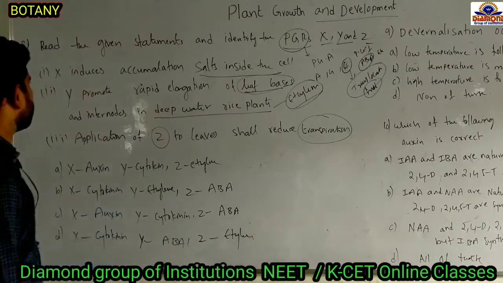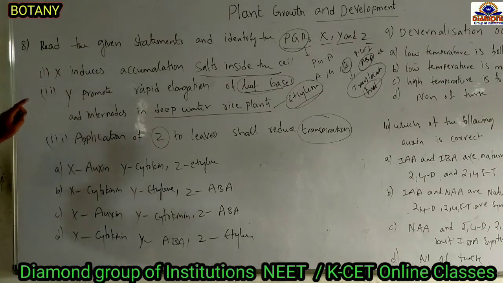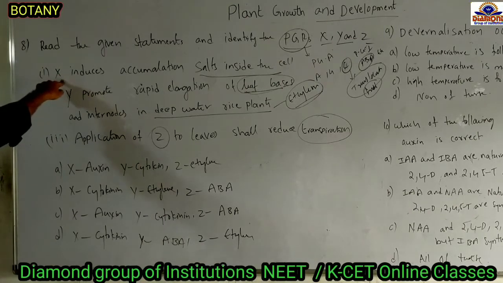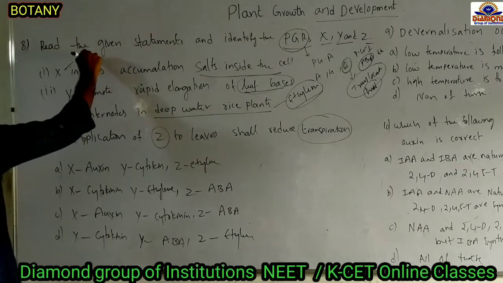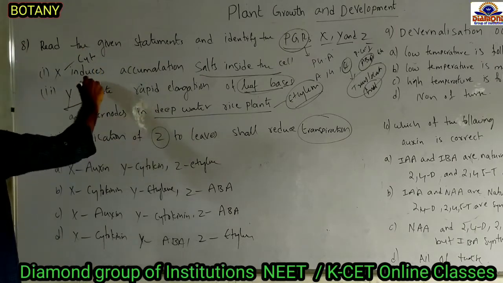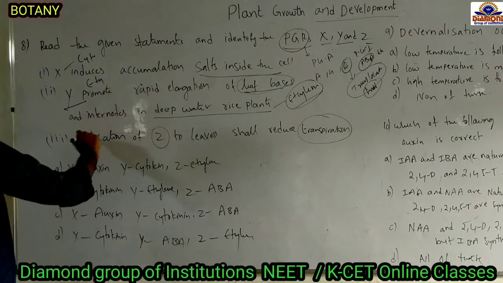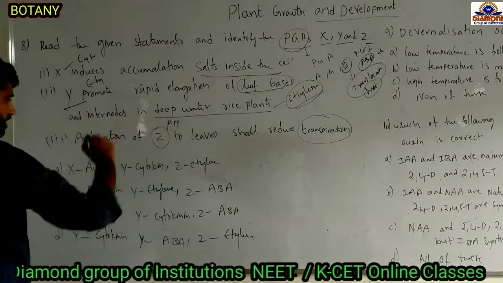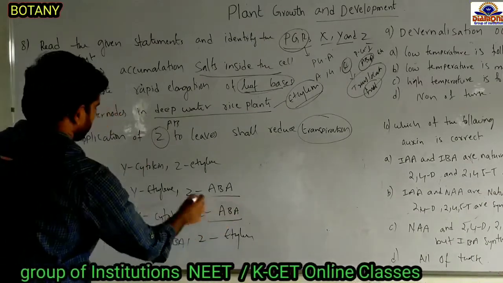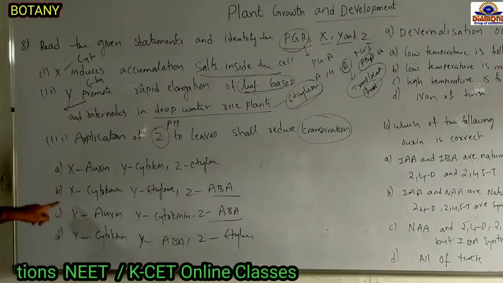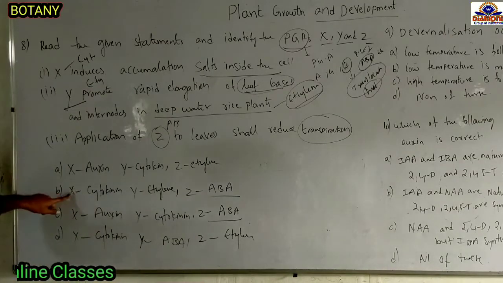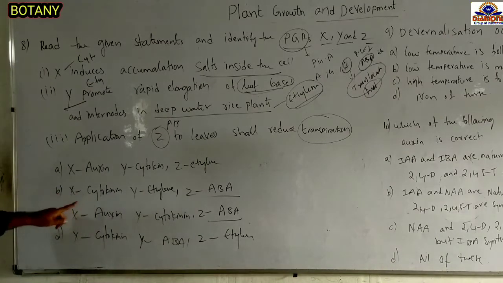So out of the given statements, X, Y, and Z we have to identify. X is transferring as a cytokinin, Y as an ethylene, and Z as an ABA. So Z is ABA, which is given in options B and C. And out of that, in option B, X is a cytokinin. So the answer is B.